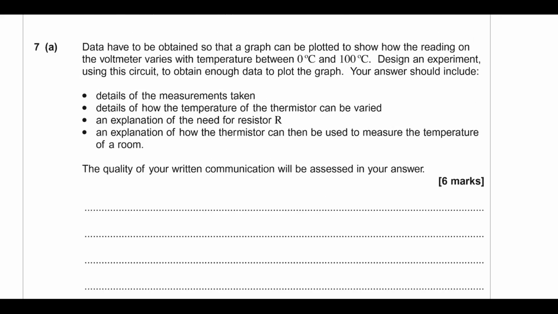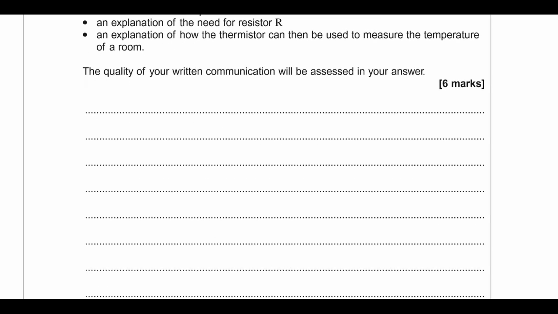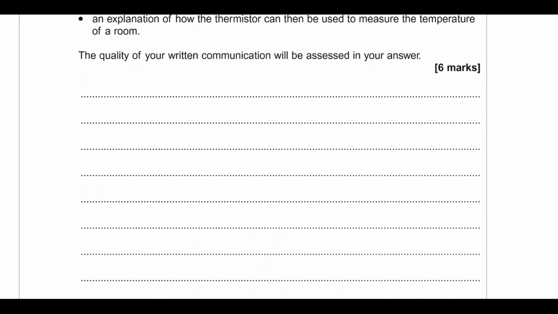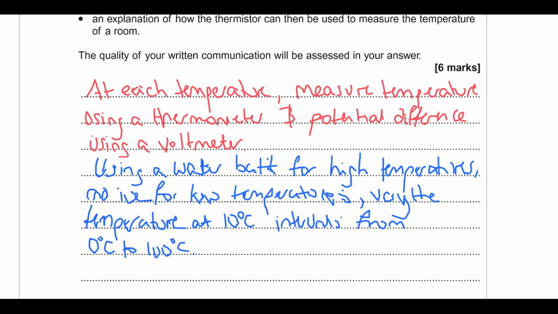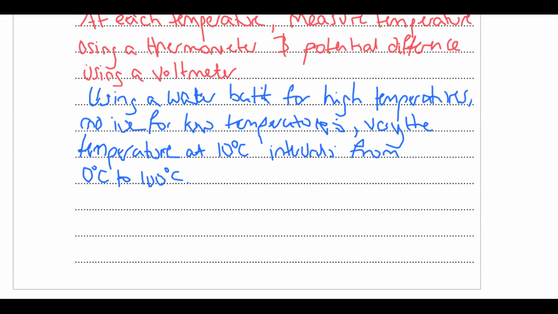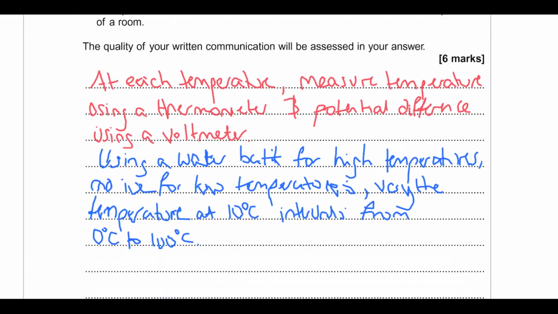So to start off with, let's do the measurements we're going to take. All right, so those are the measurements you're going to take. Now we're going to use a water bath to give us high temperatures and ice to give us low temperatures. That's how we're going to achieve the different temperatures. So a few things we're going to need to put in place. We're going to want how the temperature can be recorded.